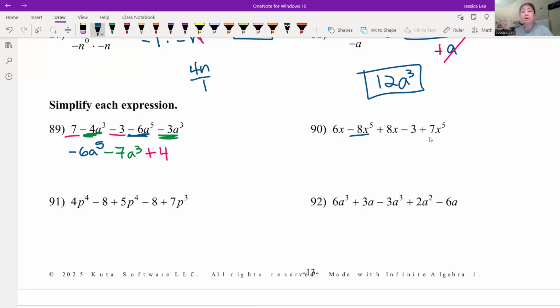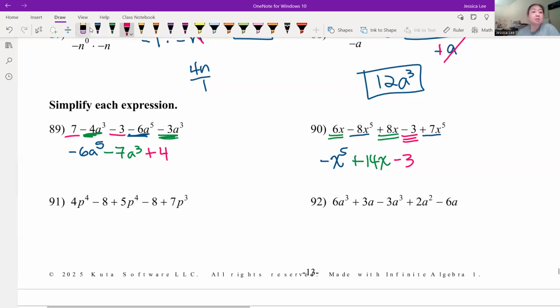I got negative 8x to the 5th power plus 7x to the 5th power, which gives me negative x to the 5th power. If you write down negative 1x to the 5th power, it's not wrong. It's just, we don't usually write it that way. So we got our 6x, and we have another x right here. So 6 plus 8 is going to be plus 14x. Remember, we always look in front, not behind, okay? The behind has nothing to do with this 8x. And then the last thing we have right here, the only thing we did not address is this minus 3. We're just going to be minus 3. That's our answer.